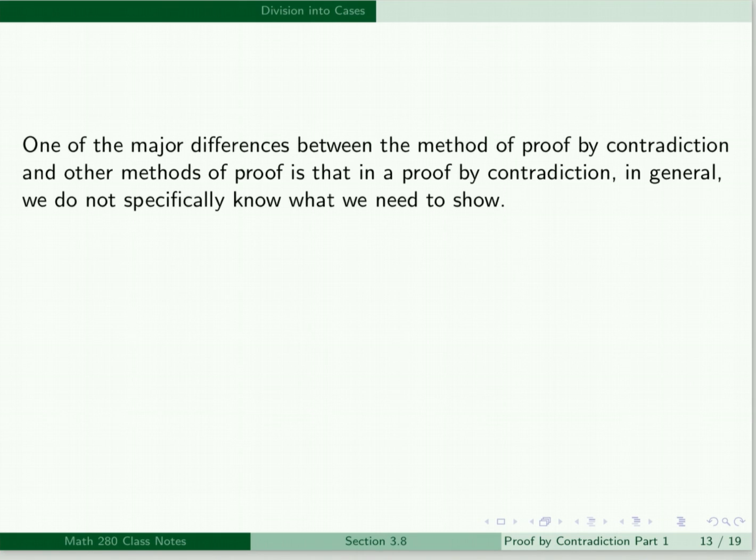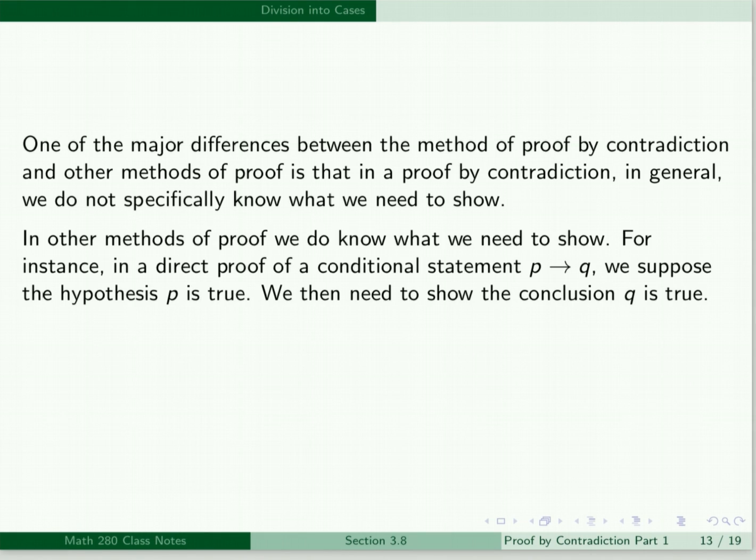Now, one of the major differences between the method of proof by contradiction and other methods of proof is that in a proof by contradiction, in general, we do not specifically know what we need to show. In other methods of proof, we do generally know what we need to show. For instance, in a direct proof of a conditional statement P implies Q, we suppose the hypothesis P is true. We then need to show the conclusion Q is true.